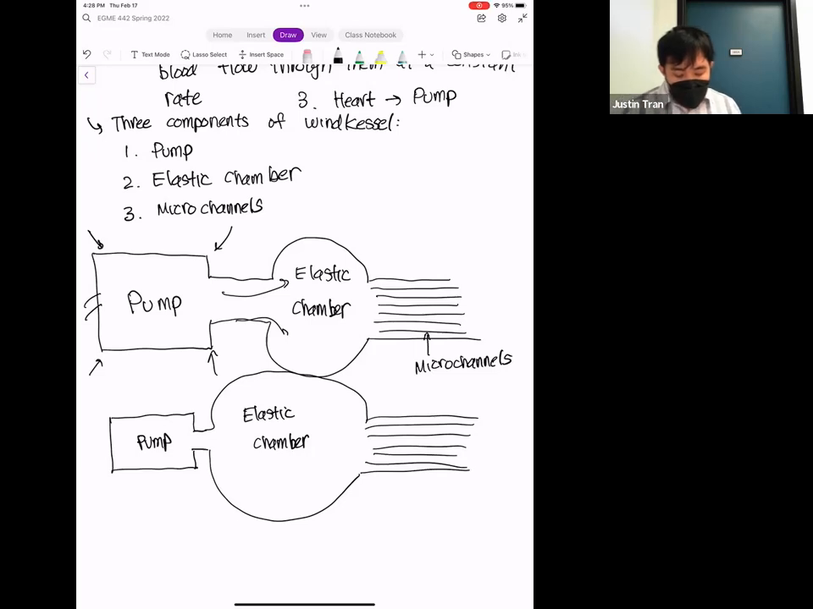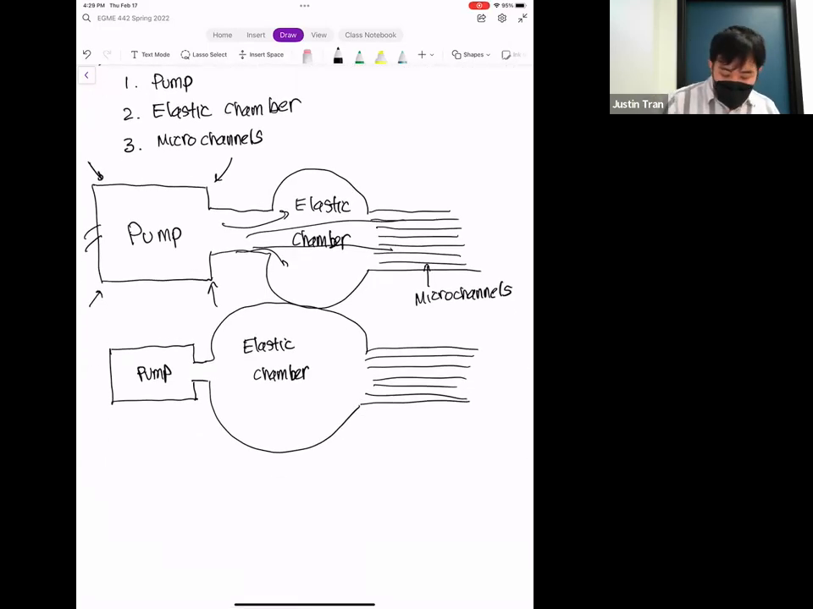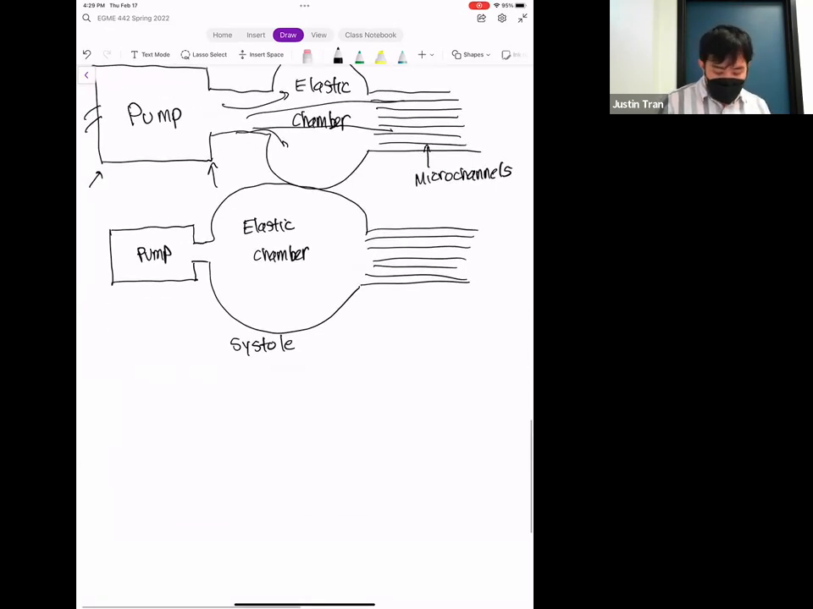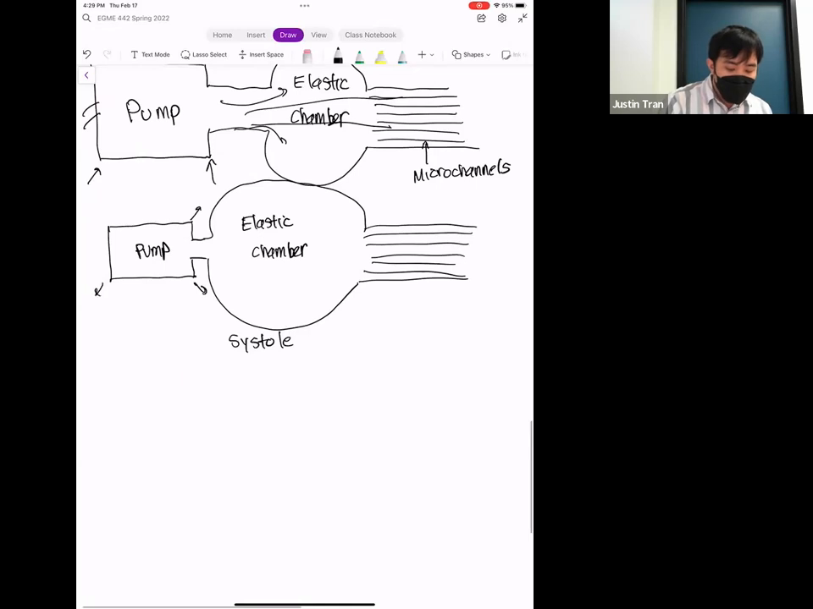Some of that flow is going to fill the elastic chamber, but some of it's going to go through, because there's no valve on the elastic chamber. This first phase where the elastic chamber fills is systole, when the heart is contracting. Then, in the next phase, when the pump has to relax, we have a valve here that shuts it off. And when the pump is relaxing, the elastic chamber is naturally going to start deflating.